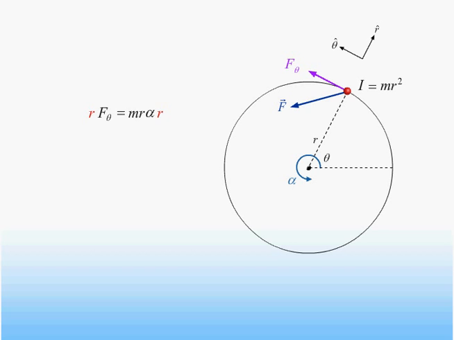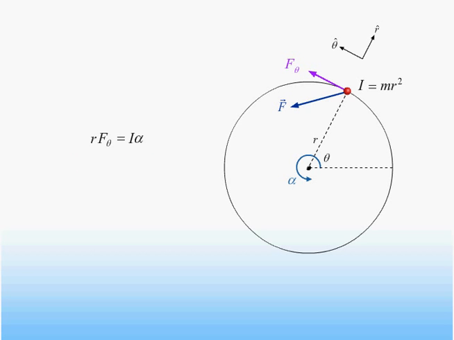If we now multiply both sides of our force equation by this distance r, we find that the product of r and the tangential component of the force is equal to the moment of inertia of the object about the rotation axis times the angular acceleration. The right-hand side now looks like a rotational version of Newton's second law, namely the product of the rotational mass, the moment of inertia, and the rotational acceleration.